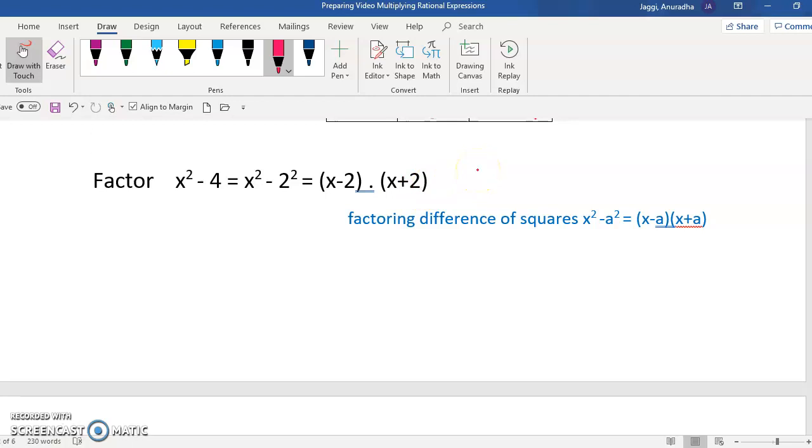Well, you can do this question by the x method also. In that case, you will have to rewrite it as x square plus the middle term is missing, 0x minus 4, and you can have the x, and AC is -4 and B is 0.